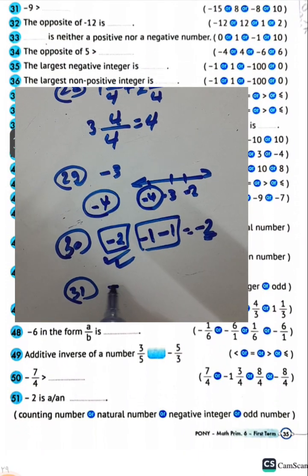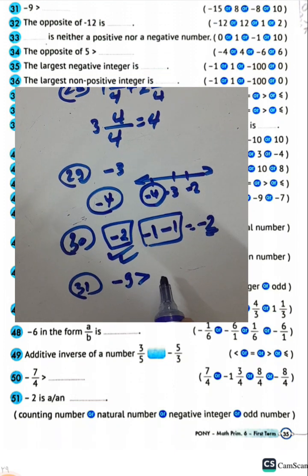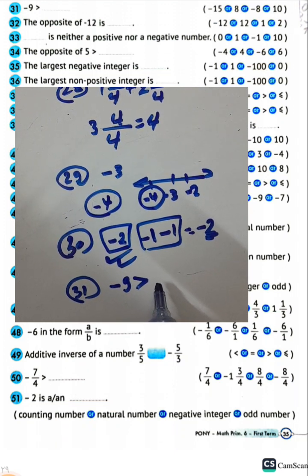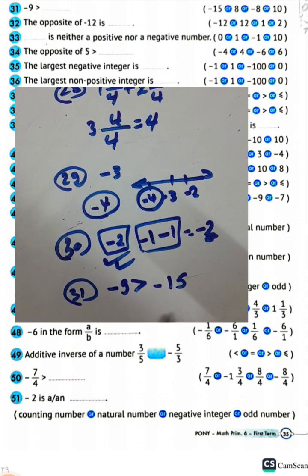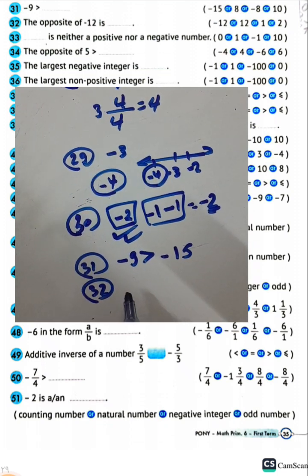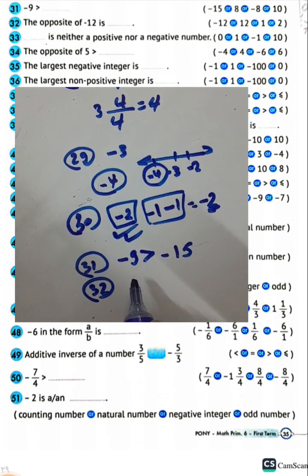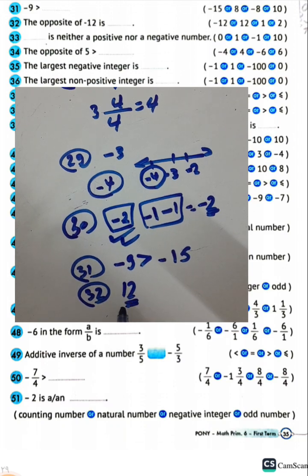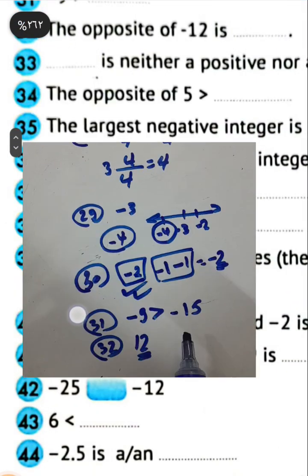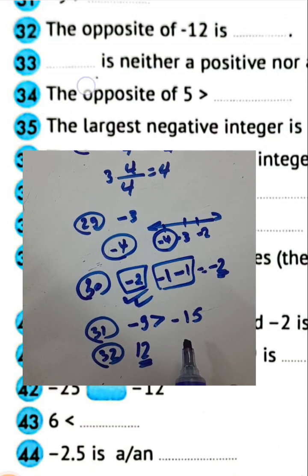Negative 9 is greater than negative 15, yes, because negative 9 is nearest to 0. Question 32: the opposite of negative 12 will be 12. It will be the opposite number of negative 12, which is 12.